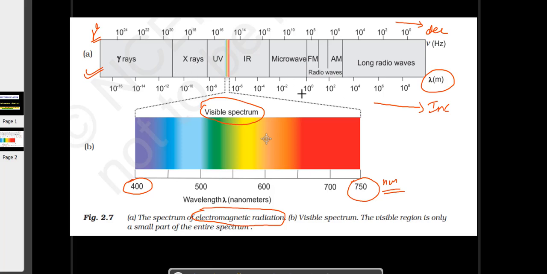X-rays, gamma rays, these are highly energetic rays. Even our cell phone signals, radio, TV signals are coming. These are long wavelength, less energetic waves. Okay, this is the meaning of spectrum. This is the electromagnetic spectrum, EMR. The visible spectrum is a part of the EMR.